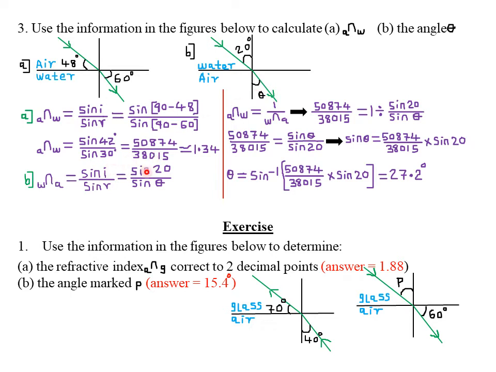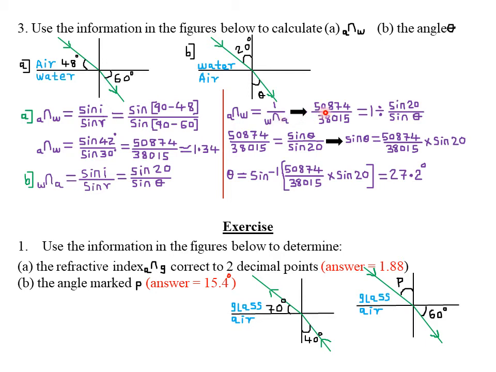Therefore, sine i will be sine 20 degrees, which is the 20 degrees here, divided by sine theta. Then we know that we already have the refractive index from air to water. We can use this relationship to find the refractive index from water to air, because we know that the refractive index from air to water is the same as the reciprocal of the refractive index from water to air, from the formula that we derived in our previous page.